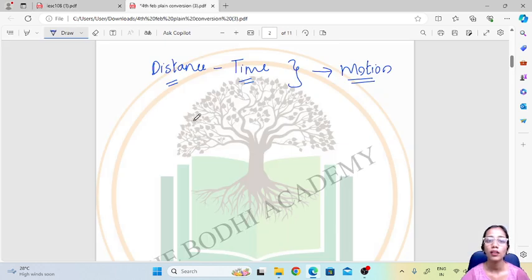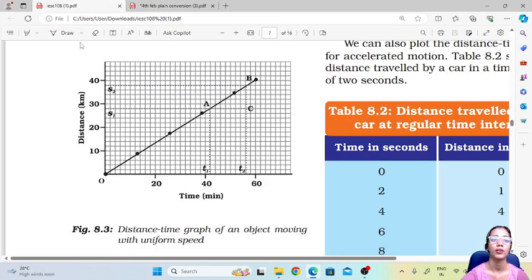Now when we are considering distance and time, we know that speed is distance covered in that particular time. So this graph will help us to calculate the speed of the object. Now this graph is of a uniform motion. How do we know that this graph represents a uniform motion? Because this is a linear graph. It is a straight line graph.